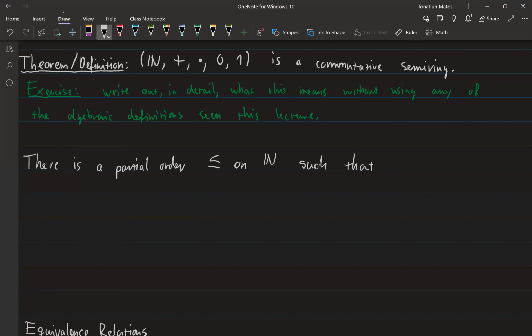There is a partial order such that for two natural numbers, a is less than or equal to b if and only if there is a natural number c such that a plus c is b, right? This is one way to do this.